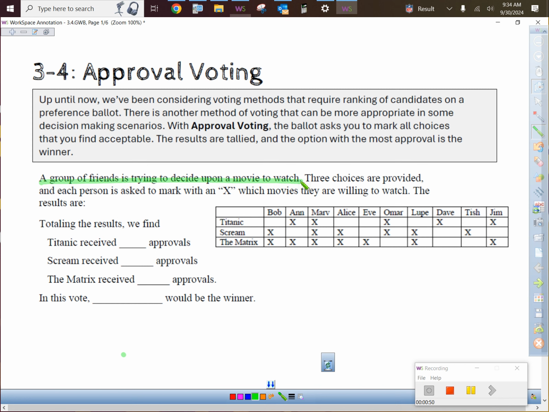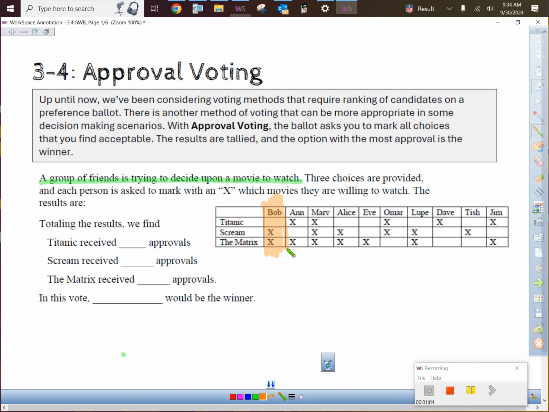Not rank them. Just say, which ones would you mind watching? You know, it's like you approve of them. So you can see here, if I look down this column, Bob says, I'm cool if we watch Scream, and I'm cool if we watch The Matrix. Really doesn't want to watch Titanic. Are you with me? He approves of Scream and The Matrix. So they put an X on anything that you approve of. Just like if I asked you, hey man, if I was to buy Oreos, Goldfish, Doritos, Cheez-Its, or potato chips, tell me which ones you would approve of, if you were given those for free.